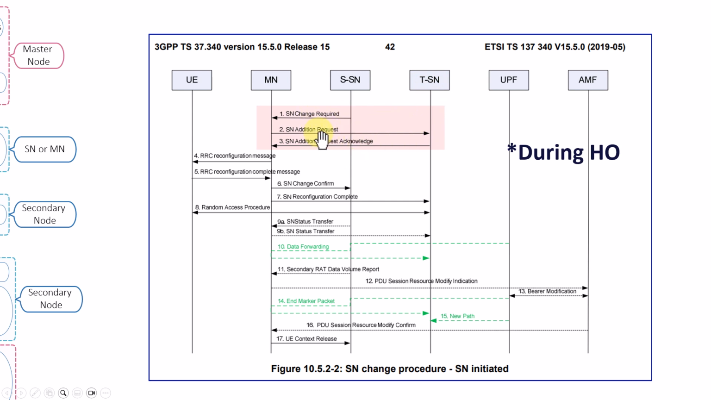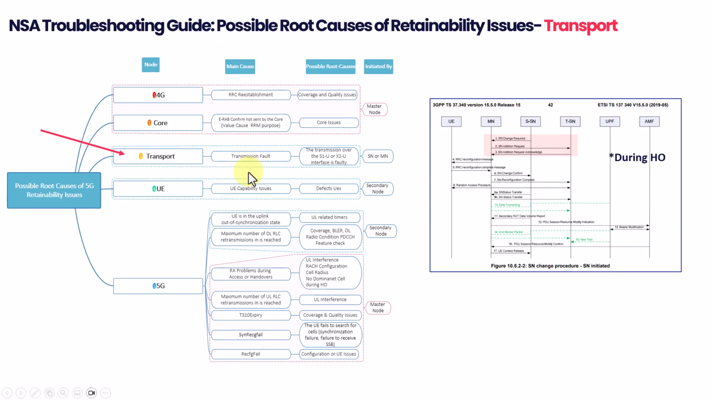Maybe there is no reply, and this might be because of, for example, the X2 connection being down or a transmission issue in general, impacting the transmission on the X2 connection between the master node and other secondary nodes here. So this is also one of the causes, and I didn't see it that much, but you can see it from time to time.